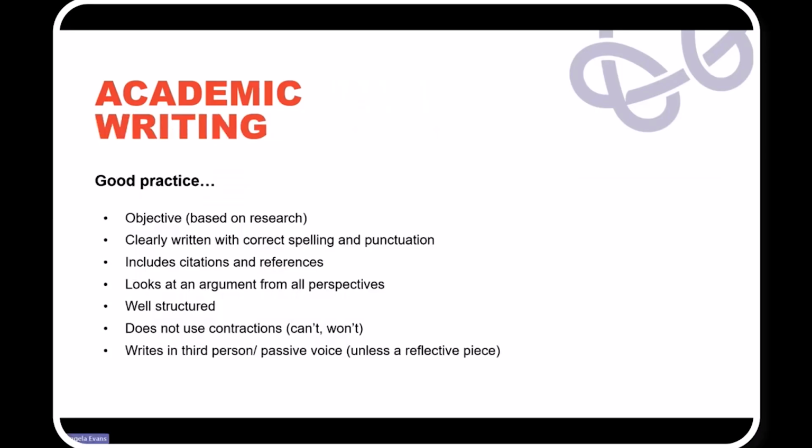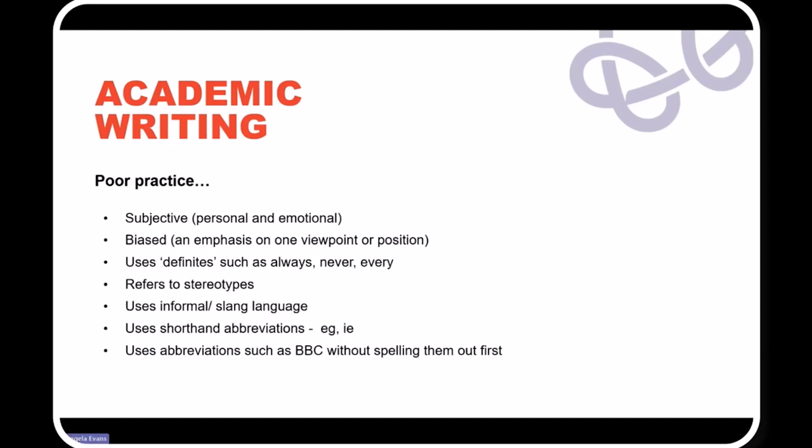So to summarise, there's the good practice. And here's the poor practice. Just notice there in the poor practice it mentions avoiding using e.g., i.e. Again, write fully when you're writing academically, for example. And if you're going to use any abbreviations, spell them out in full first before putting them in brackets. Thereafter, you can use the abbreviated version.